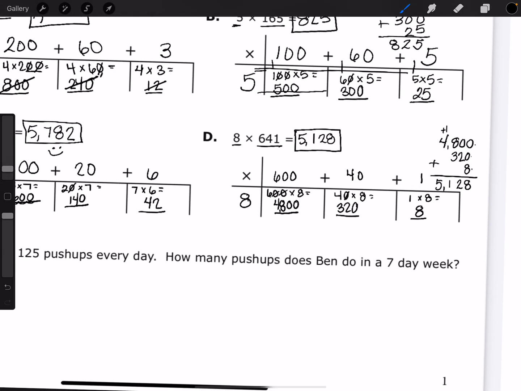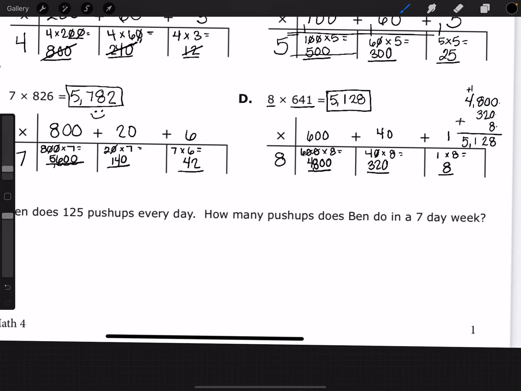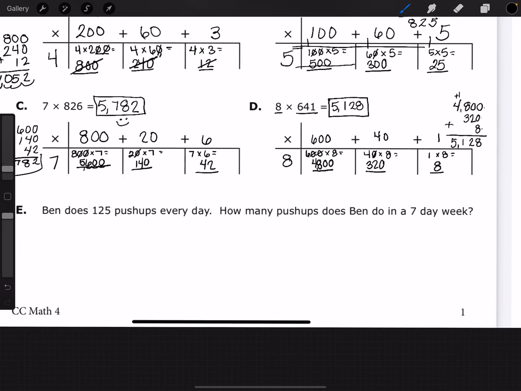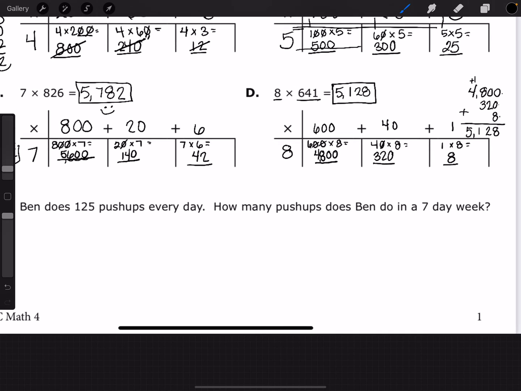All right, now we have one last problem. It's letter E. Ben does 125 push-ups every day. How many push-ups does Ben do in a 7-day week? So first we're going to figure out the story. We have a guy that's named Ben, and he is doing push-ups every day.